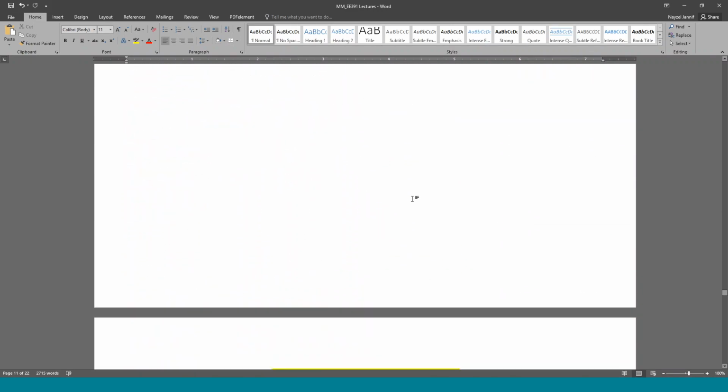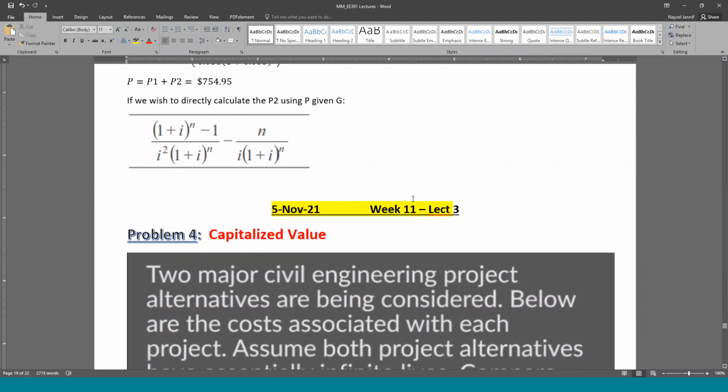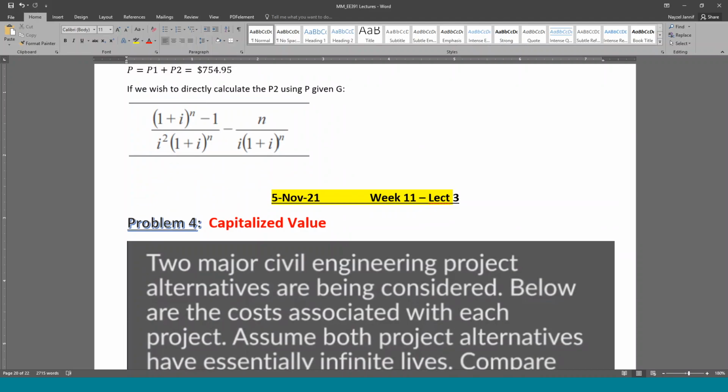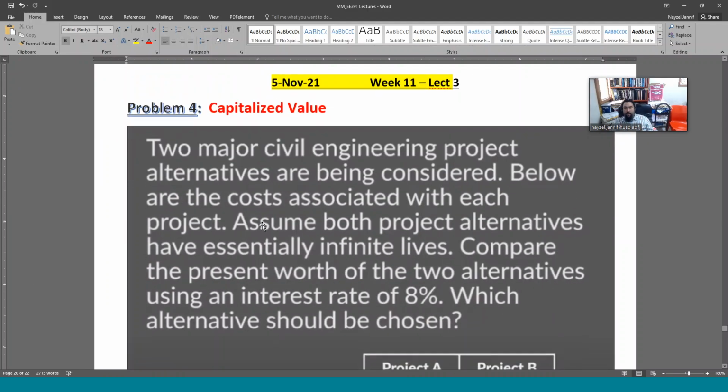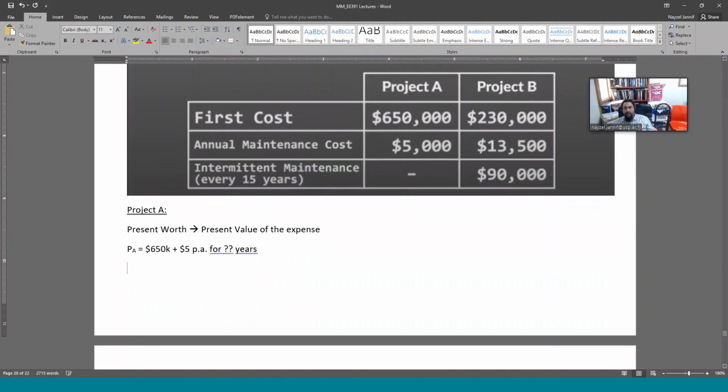What can you tell me about this particular problem? What is different in this particular problem? Anyone? Yes, Tavake, it's ongoing, right? And can you see? We realize that, hang on, there is no time limit in this problem. There is no stated end of life for this particular project. So how do we handle this?